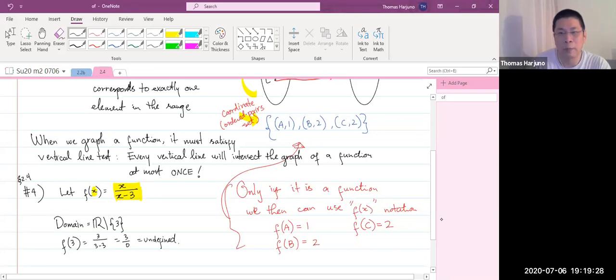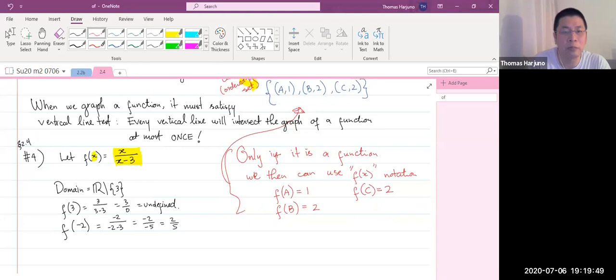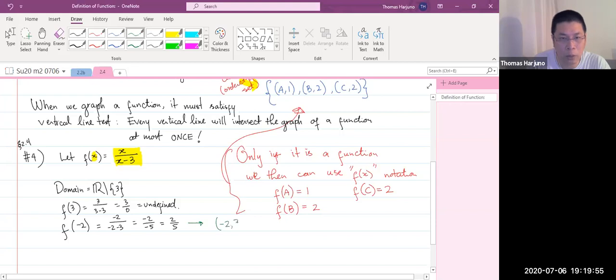Okay, now what happens if I plug in x equals 2 or negative 2? f of negative 2 means I replace the x by negative 2 and then compute from there. 2 over negative 5, which is negative 2 over 5. Now this notation means that the coordinate negative 2, comma, 2 over 5 is on the graph, right? Because the input negative 2 gives us the output 2 over 5.